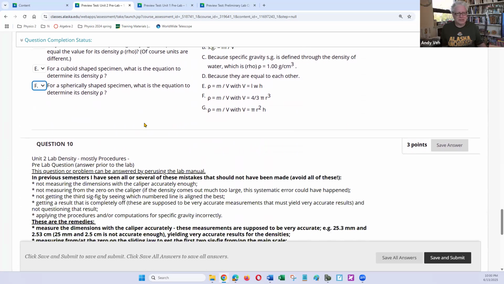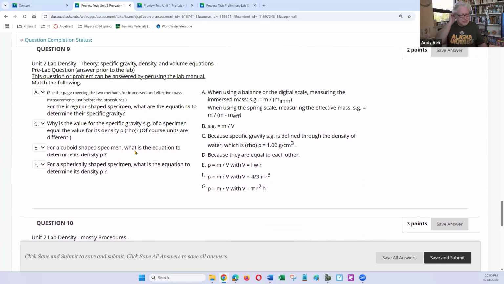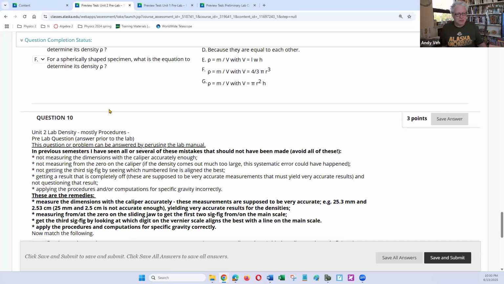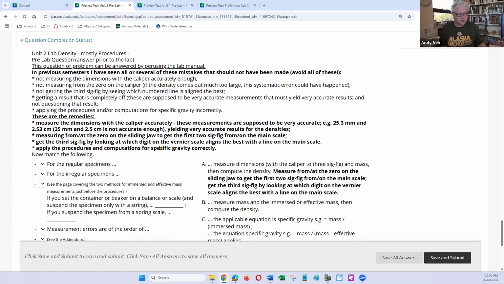These days, it seems like we're using specimens that are actually round. So you have to measure the diameter and come up with spherical shaped specimens. So spheres, that's the volume for a sphere, right? I've seen it in geometry or algebra. The next one should be all in the correct order here.